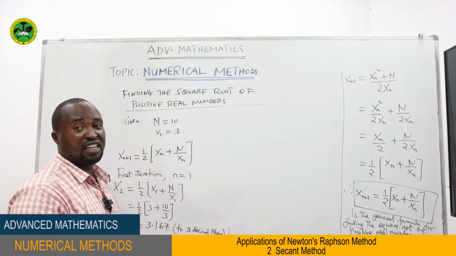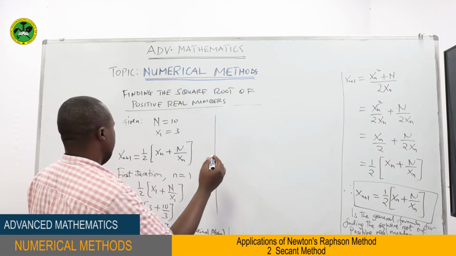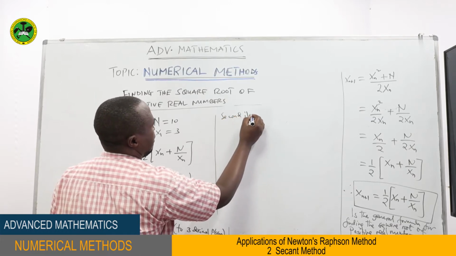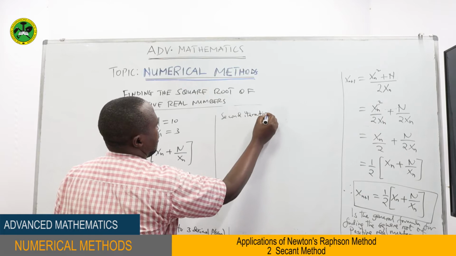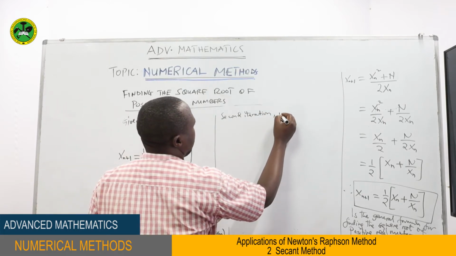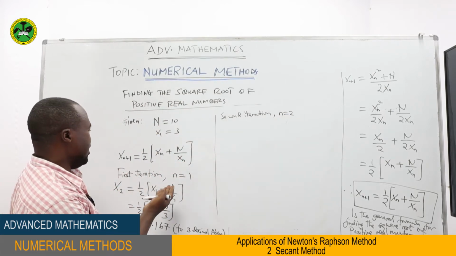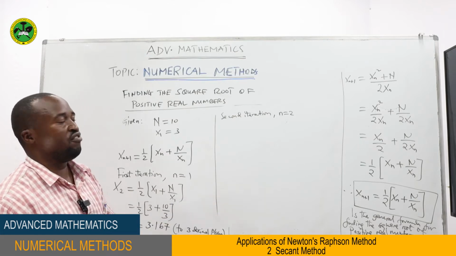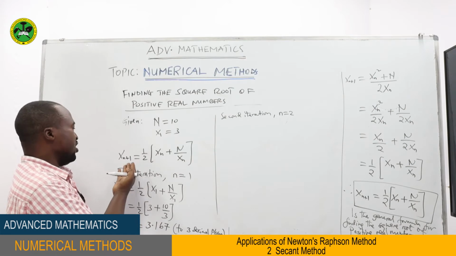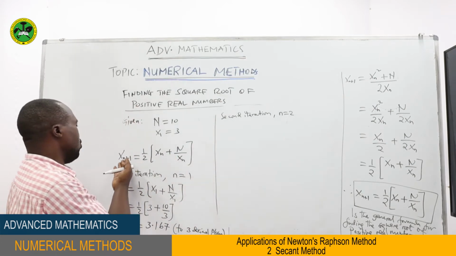So we continue for the second iteration. This time we say n is equal to 2. Remember, for the first iteration, n was 1. So this time we have n is equal to 2. So we substitute 2 in our general formula. So that is n plus 1. Our n is 2. So it is 2 plus 1.